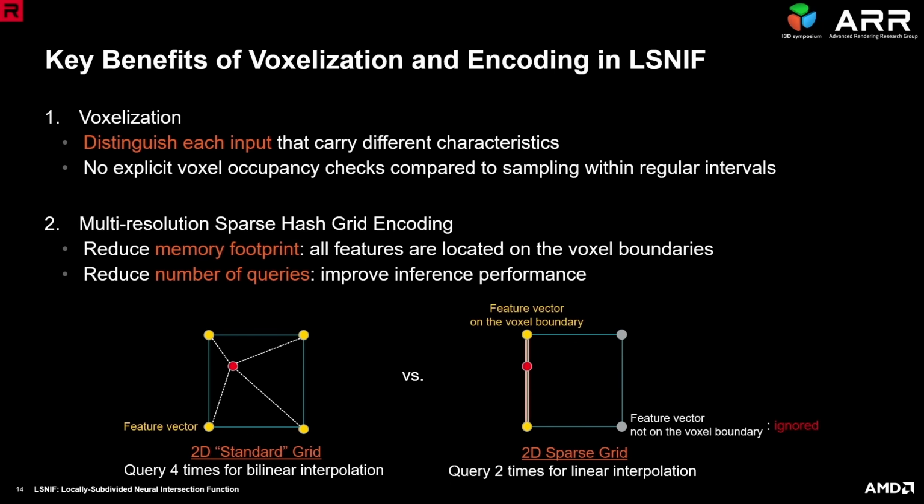Since all the features are located on the boundaries, it reduces, of course, the memory footprint compared to the standard grid. And it also reduces the number of queries to the grid features, which improves the performance too. For example, in this 2D case, the standard grid needs to query four times for bilinear interpolation to achieve the final feature at the target point, shown in red here. On the other hand, in a sparse grid, we only need to query two times, since the target position is lying on the box cell boundary, requiring only linear interpolation to get the final feature at the target position.